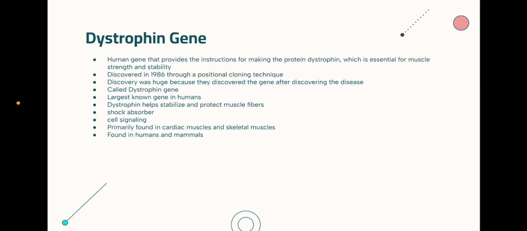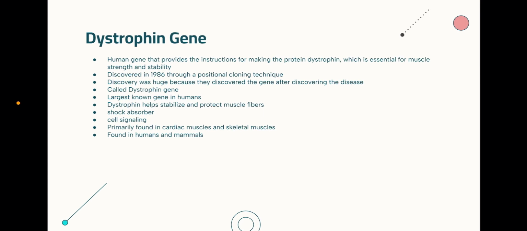And to put it lightly, dystrophin helps stabilize and protect muscle fibers. And it can also act as a shock absorber, and that ends up protecting your muscle cells from the physical stress of contraction and/or relaxation. And it also has cell signaling, so cells can communicate with each other through this process.